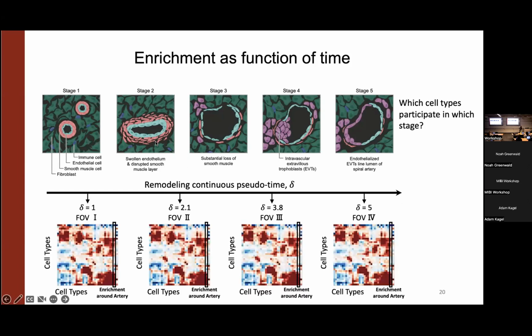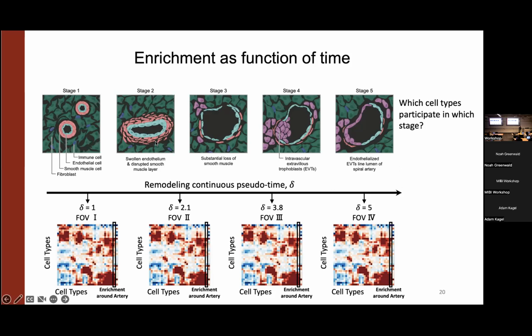And we can then take our heat maps for pairwise enrichment and arrange the FOVs according to the remodeling score of the artery inside the FOV and get the cell enrichments around the arteries as a function of remodeling pseudotime. And we can then explore temporal trends in remodeling and see if there are specific cell types that are enriched around arteries during specific stages of remodeling, which might indicate that they are, again, active participants for that stage.